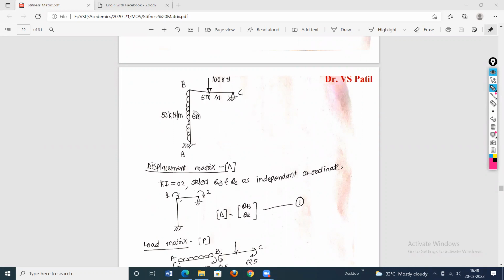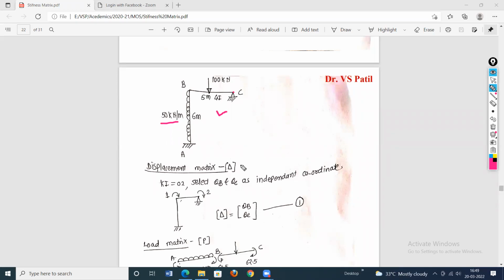BC is a beam element and AB is a column element. AB is subjected to a uniformly distributed load and BC is subjected to a point load of 100 kilonewton, which is acting at the center of the span. Now, since the C support is a hinge support, lateral sway because of this lateral loading is not possible. Therefore, this frame is a non-sway type.